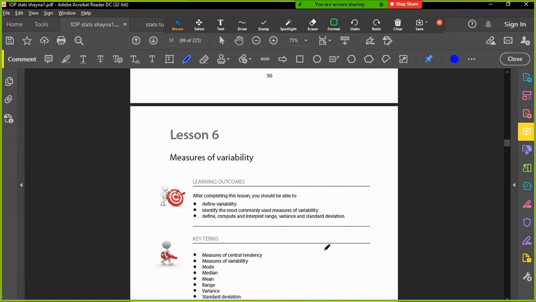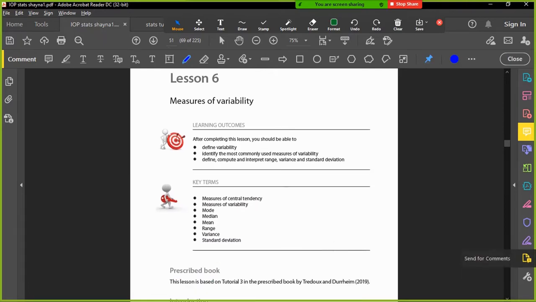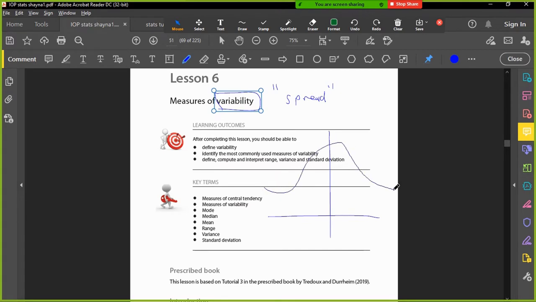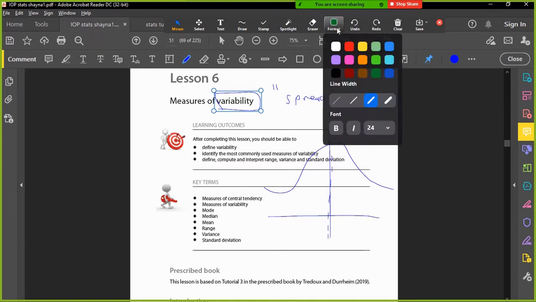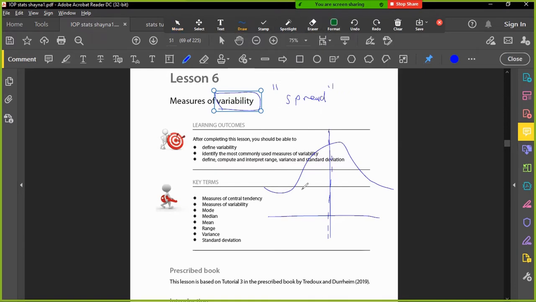Okay, let's check 6. Measures of variability. Variability is looking at the spread. What do I mean by spread? Well, if you're looking at a graph like this, earlier we spoke about central location, which is this middle point. When you're looking at spread, you're not looking at the middle point, you're looking at this.